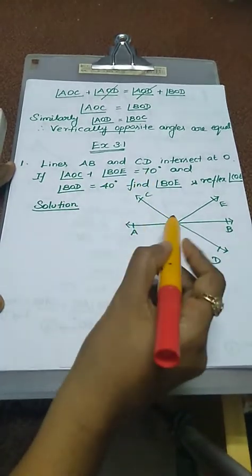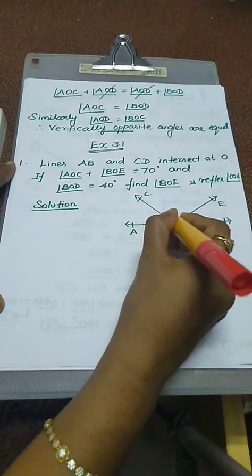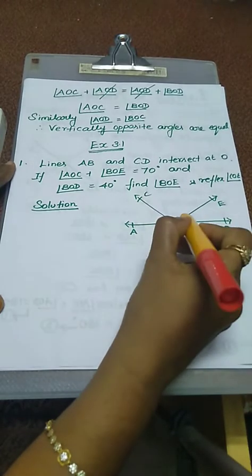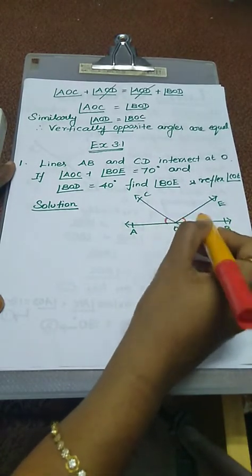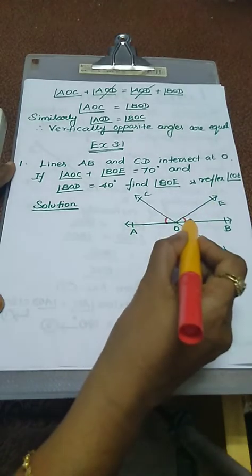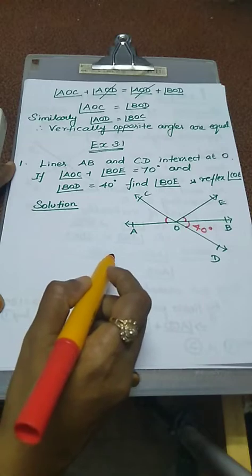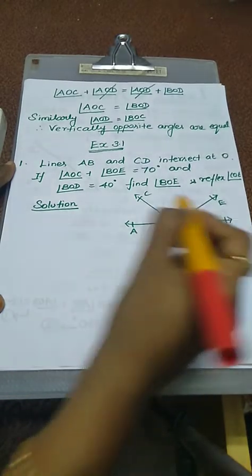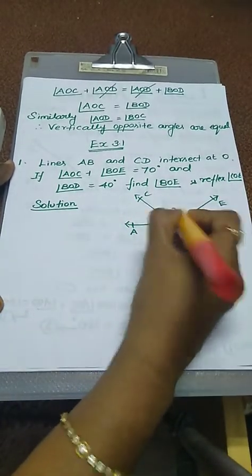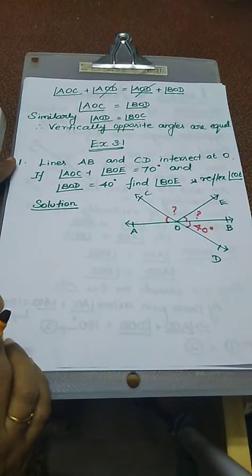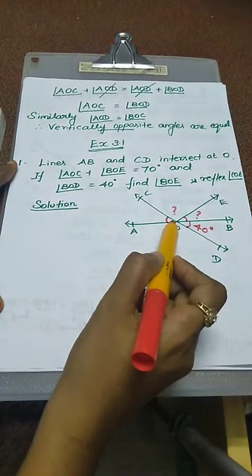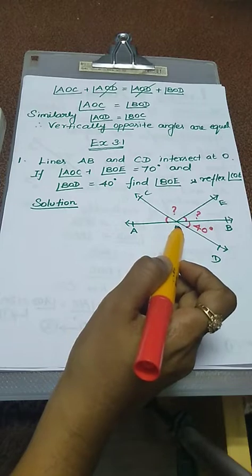What is given? Angle AOC plus angle BOE is equal to 70 degree. And angle BOD, this value is actually given, that is 40 degree. We have to calculate the value BOE and angle COE. These two angles we have to calculate. First we have to look at the figure. Here we have to use the condition.